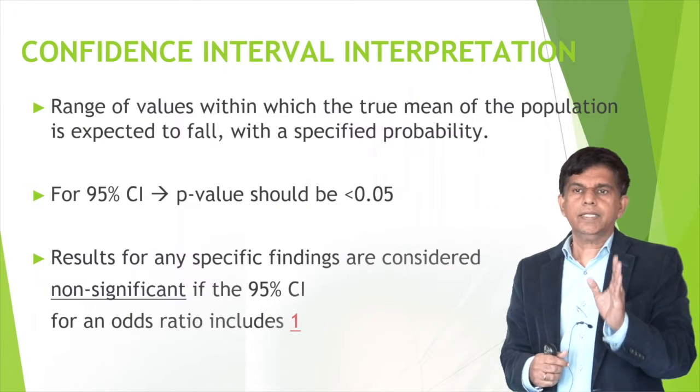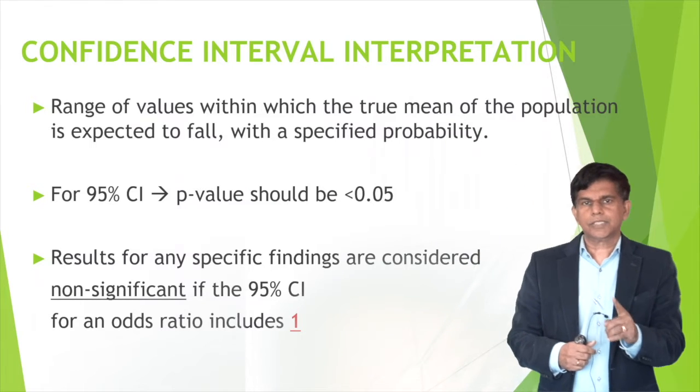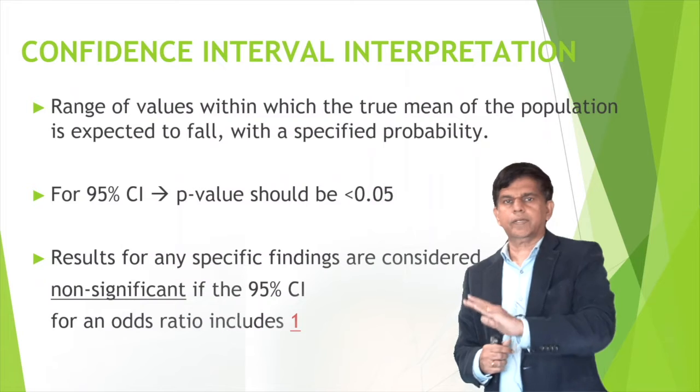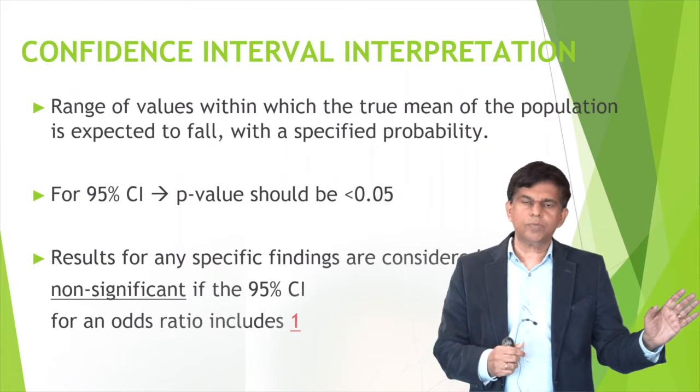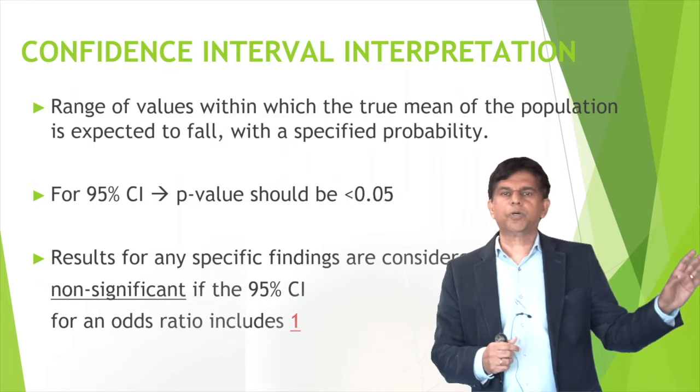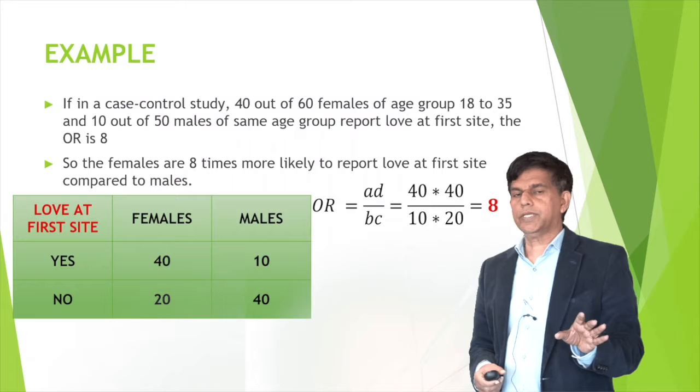So if the confidence interval includes 1, there is no relationship at all. If it is greater than 1, there's a positive relationship. If it is less than 1, it's an inverse or negative relationship. Always remember that. So let's do some examples.